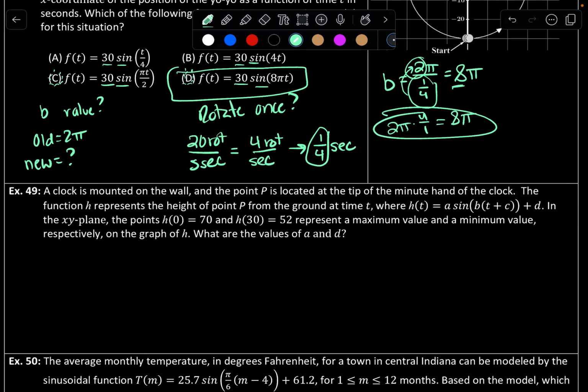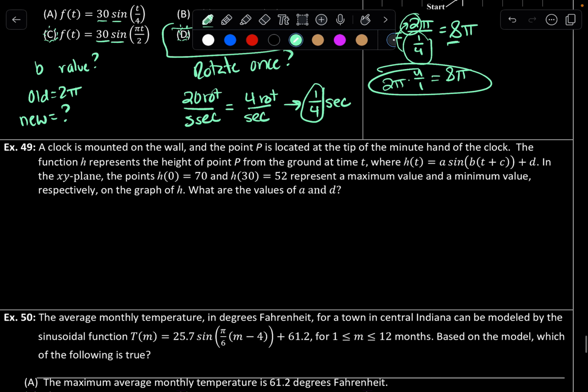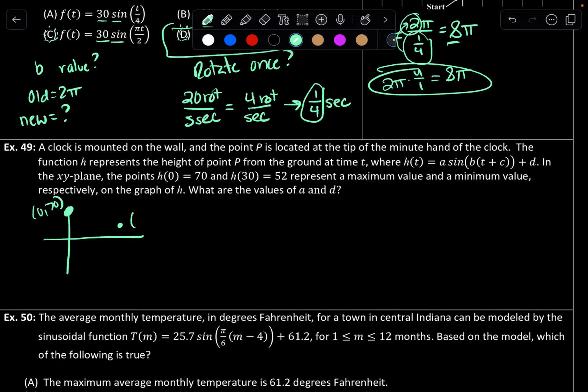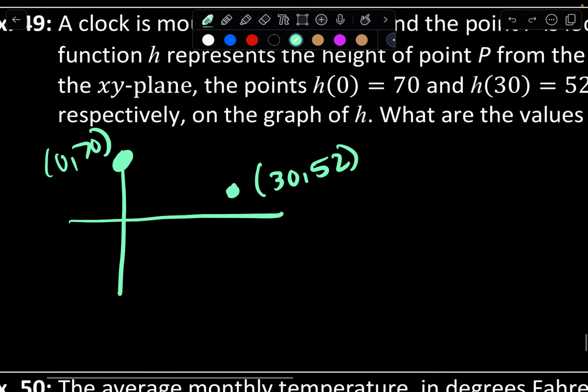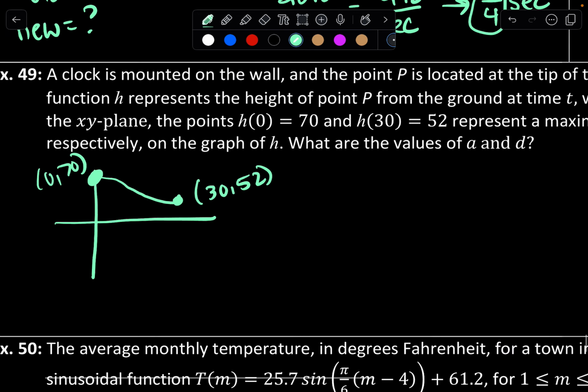49, again, you can pause the video to read the question if you haven't already, but I'm going to go ahead and jump into solving this. For this one, we're not given an image. You don't need an image to solve it, but it does help to get a visualization. So we have a maximum at 70, and then we have a minimum at 52.